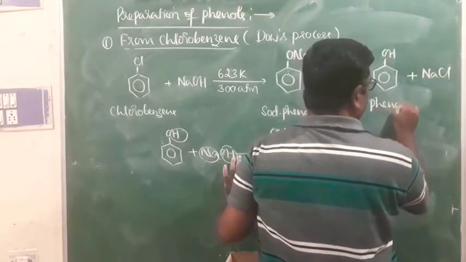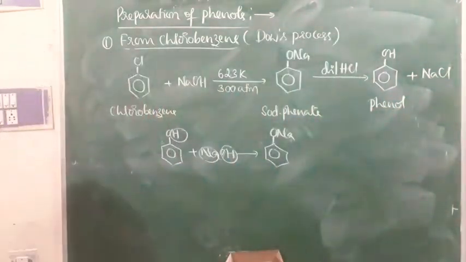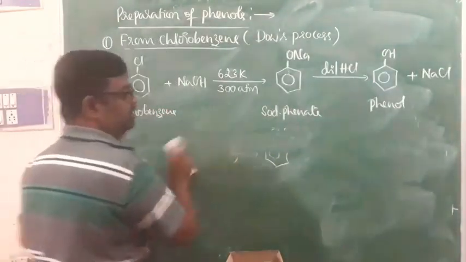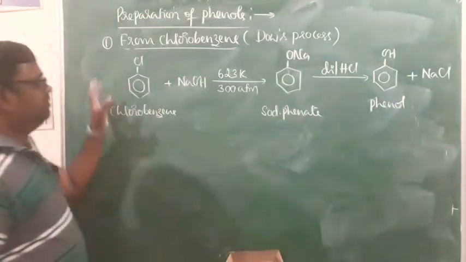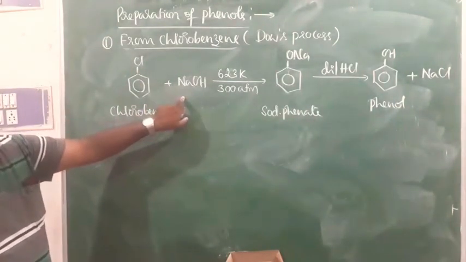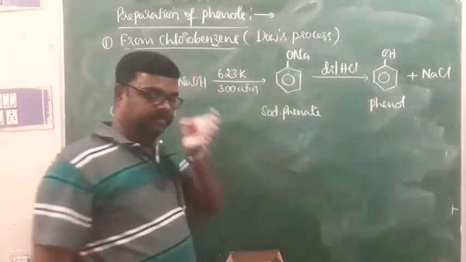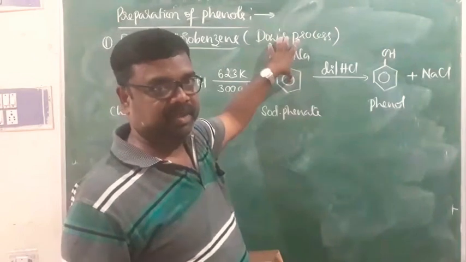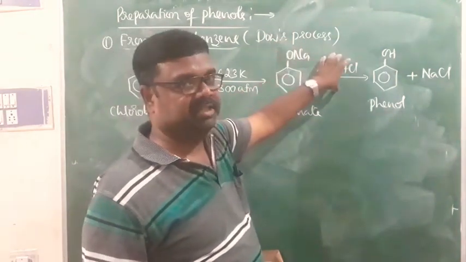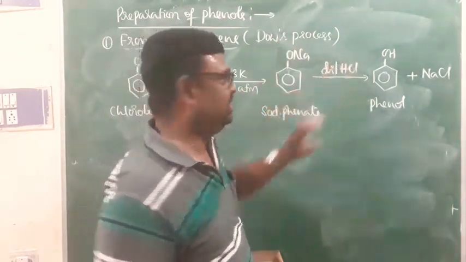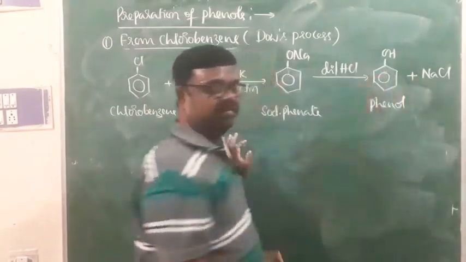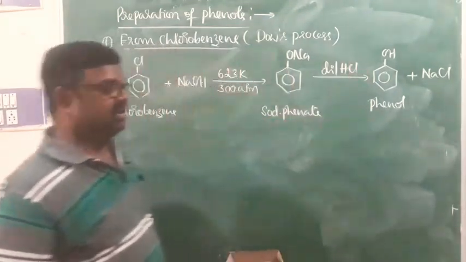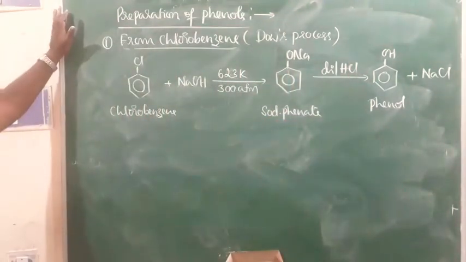So this is the equation needed for this particular reaction. When chlorobenzene reacts with NaOH, you are going to get sodium phenate. Phenol, in the presence of NaOH, will be in the form of sodium phenate. When this sodium phenate is hydrolyzed with HCl, a strong acid, it displaces the weak acid phenol from its compound sodium phenate, and that's why you get phenol. That is the preparation from chlorobenzene.